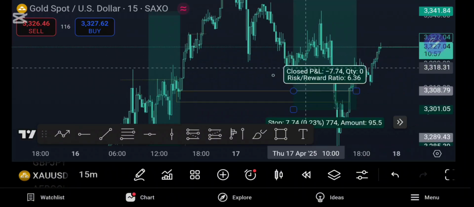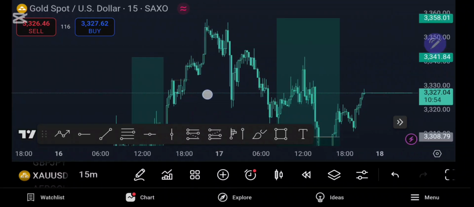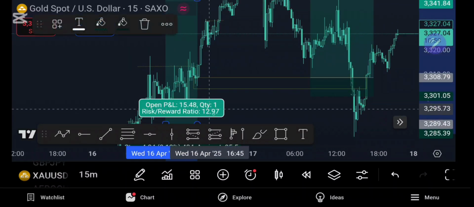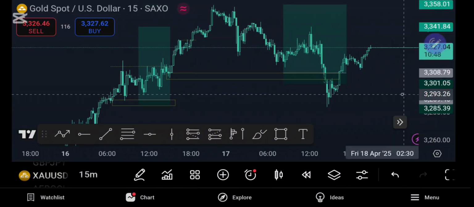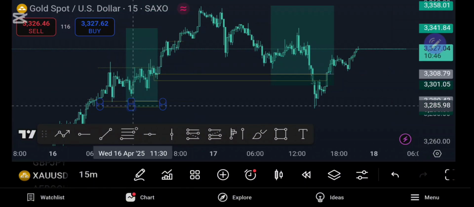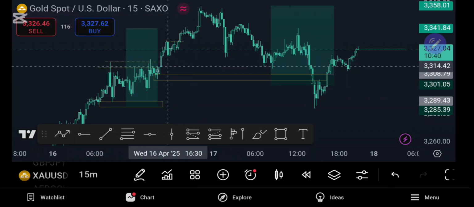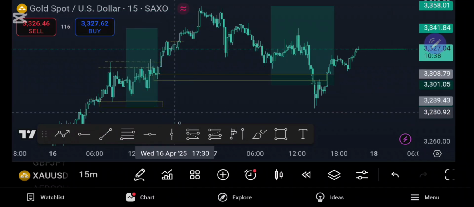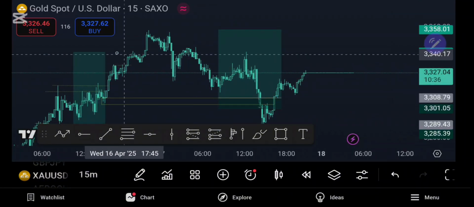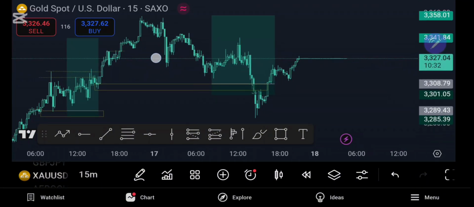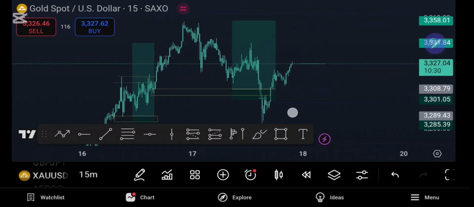Now the same thing continued, and price broke and continued to buy. This was actually a 12-hour trade, and I took partials after this high was broken around that range. Then price continued to buy. Then I couldn't hold anymore, and I sold at 12-hour. Right, I closed the trade at 12-hour.